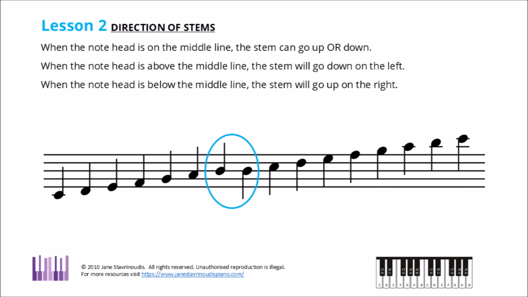When we write notes, we also have to think about which direction the stem is going. If the round part, which is called the note head, is on the middle line of the stave, then the stem can go up or down. If the note head is lower than the middle line of the stave, then the stem must go up on the right. If the note head is higher than the middle line, then the stem must go down on the left.